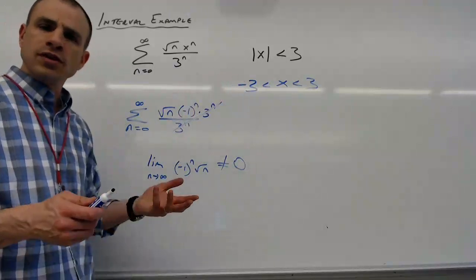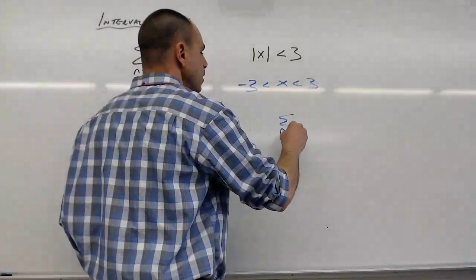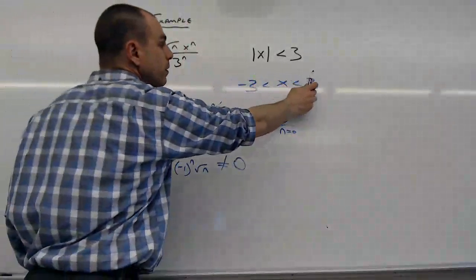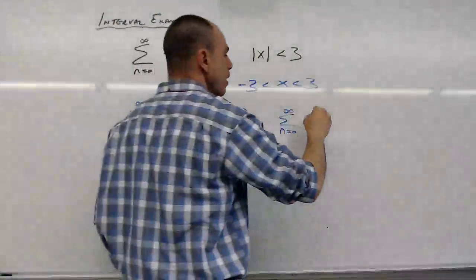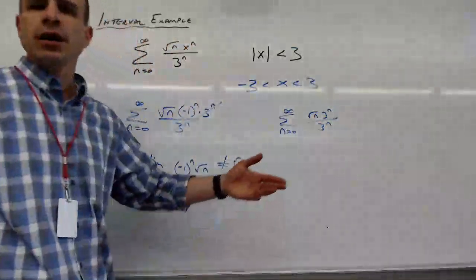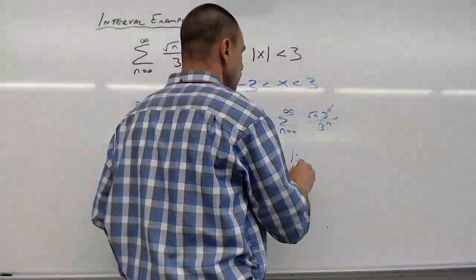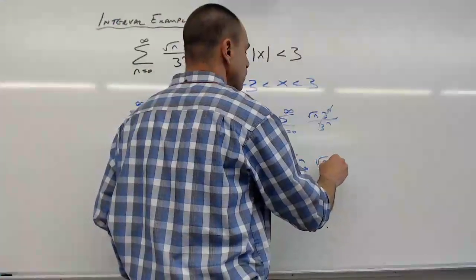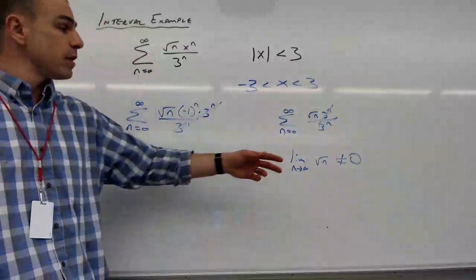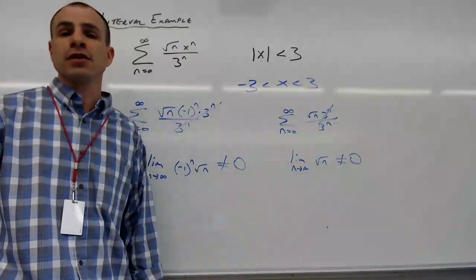Well, the same thing happens when we plug in 3. Over here now we have the sum as n equals 0 to infinity, just like before, but now we're going to plug 3 in for x, so we have radical n times 3 to the n over 3 to the n. And you can clearly see that once again our 3 to the n's are out of there, so we're interested in the limit as n approaches infinity of just the square root of n, which once again is not 0. So in this situation, the nth term test is telling us that our series will diverge when x equals 3 as well.